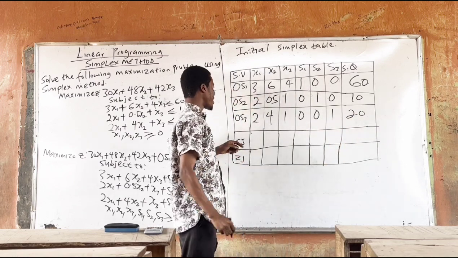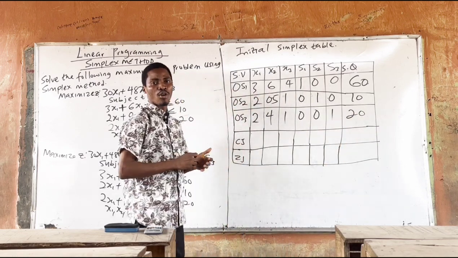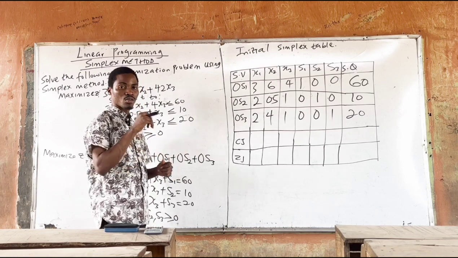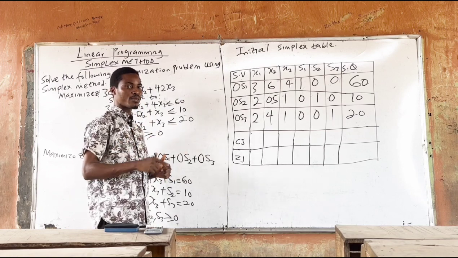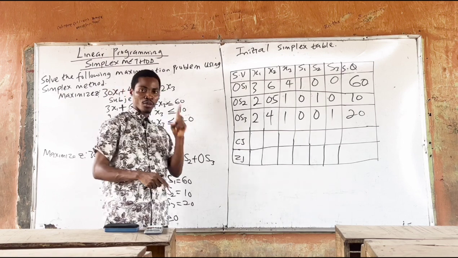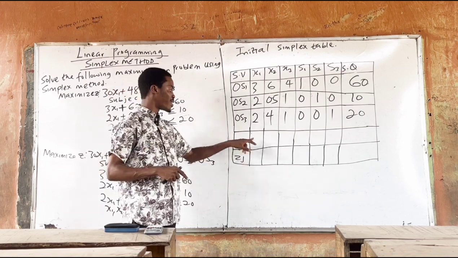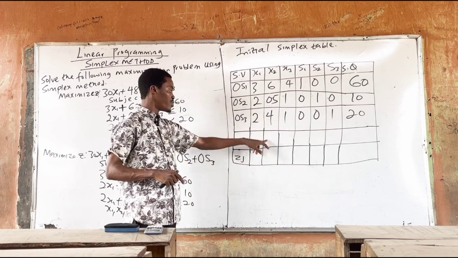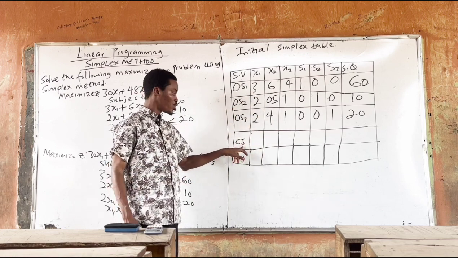My CJ is the coefficient of the slack variable of the objective function. It's going to multiply the constraint. So the addition of the constraint of the first, the x1, will give my CJ of x1. The addition of s2 will give me the CJ of my s2.